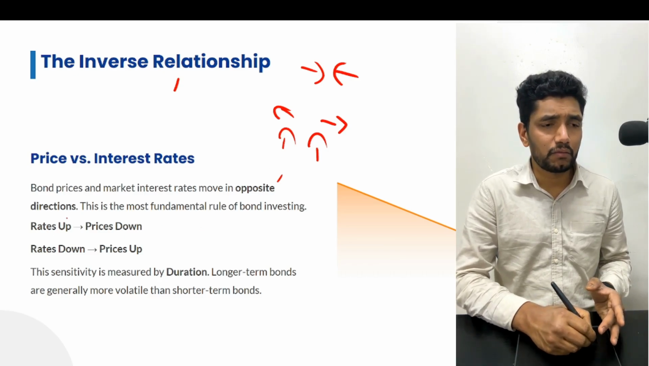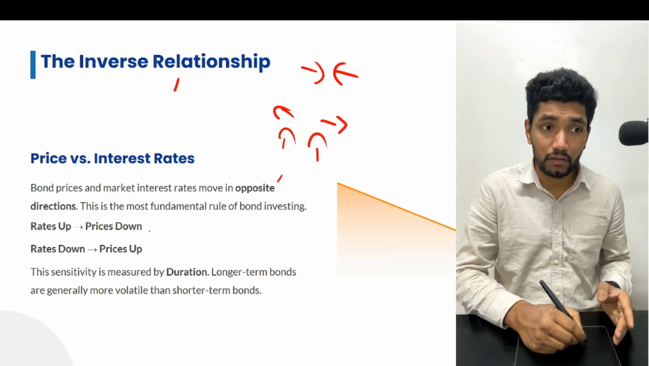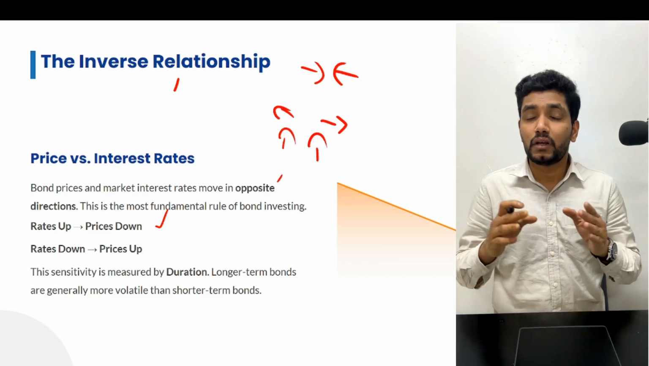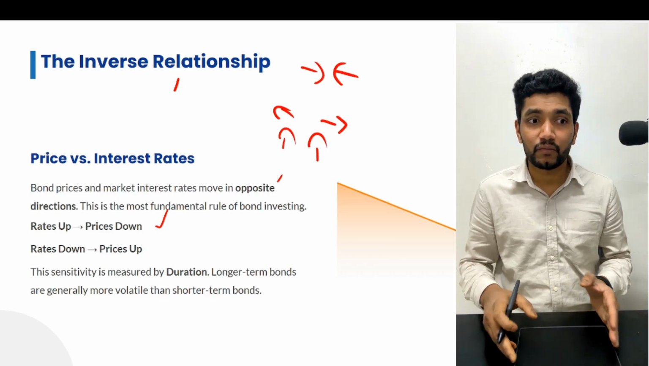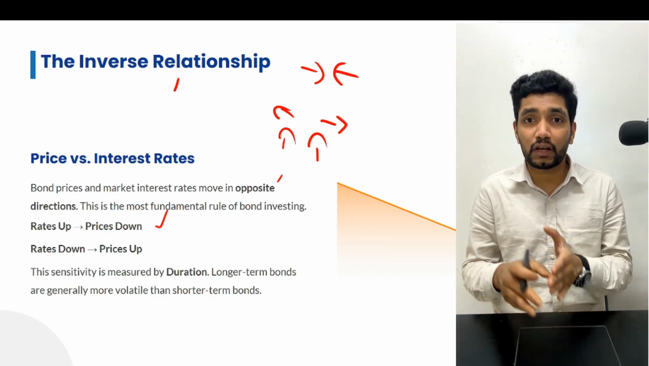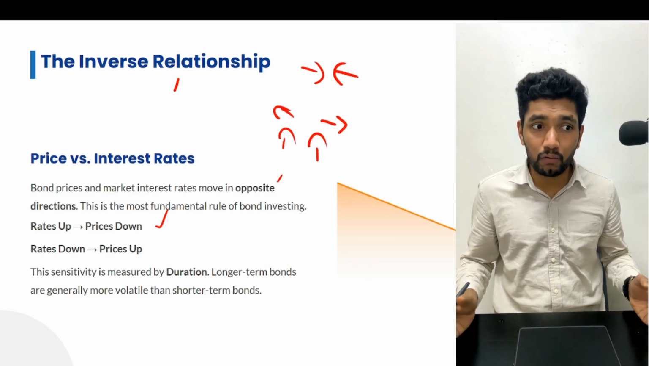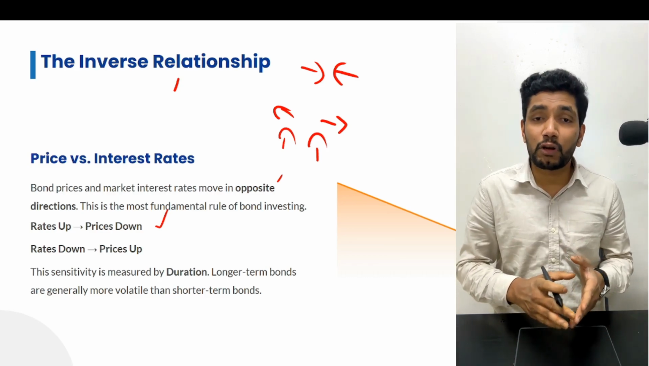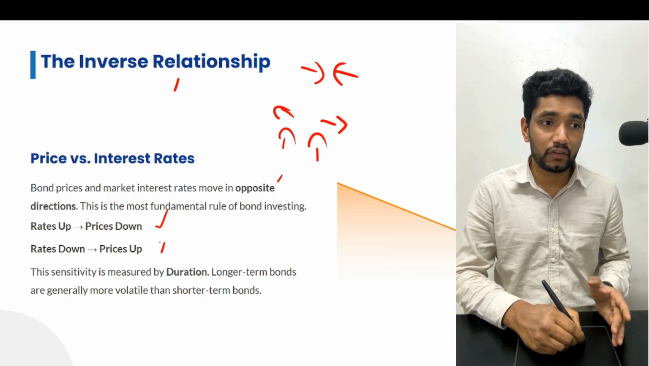If the interest rate is up, definitely the bond price will go down, because to attract more investment, the bond price will come down. But if the market rate is coming down, the bond will automatically attract new investment. So that's why the prices are going up.